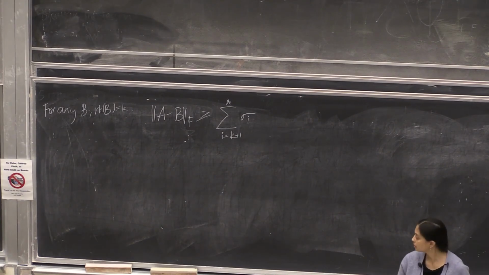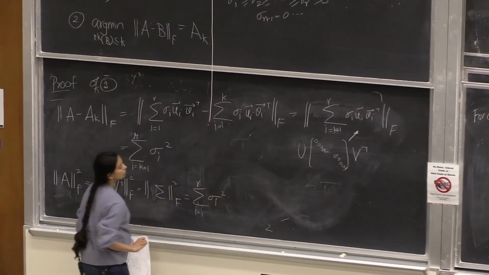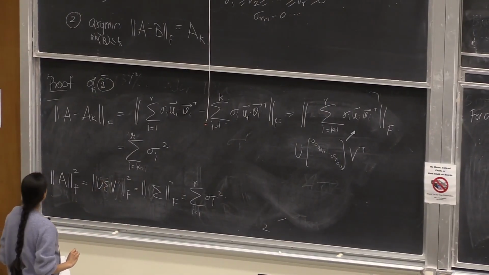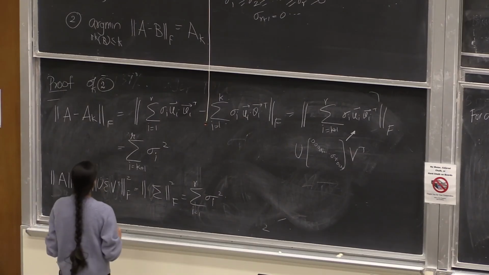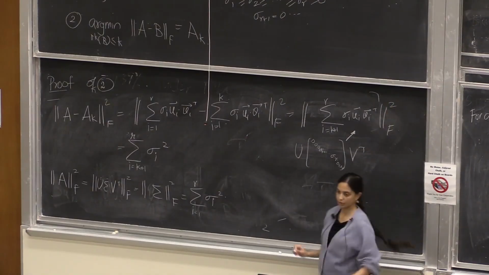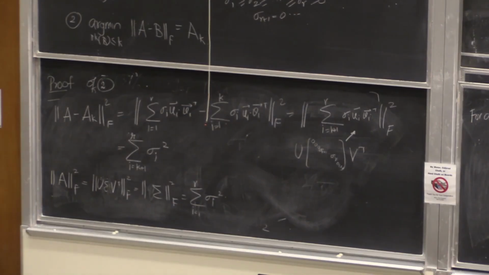Yes? Squared, yes. I should say squared, squared, squared, so that I don't know how to draw square roots. Good point, thank you. Because the Frobenius norm is the square root of this, right? So I forgot to write the squared. Sorry, thank you for pointing that out.